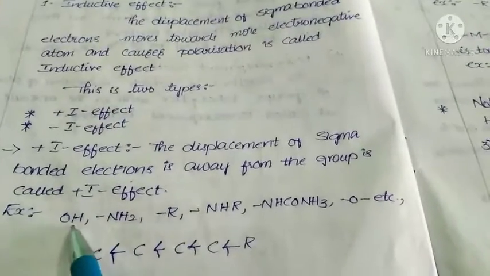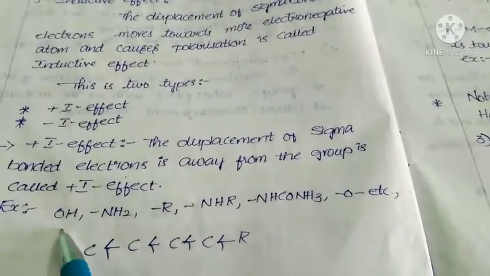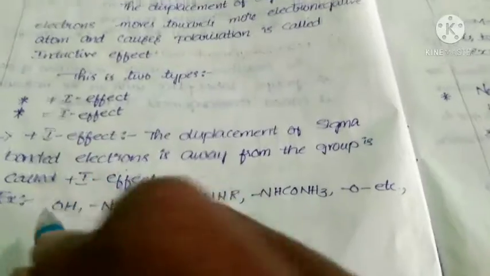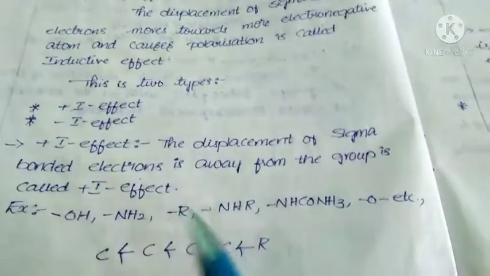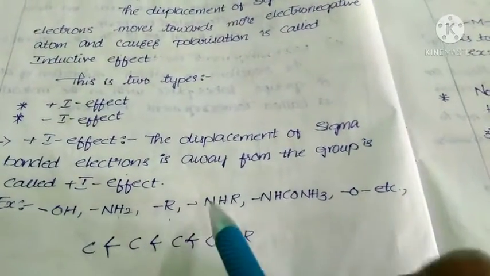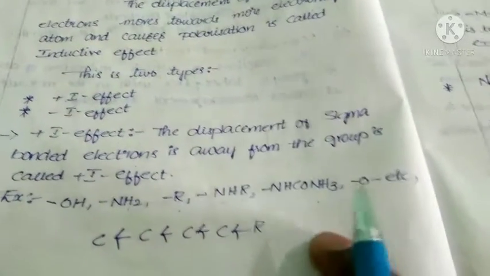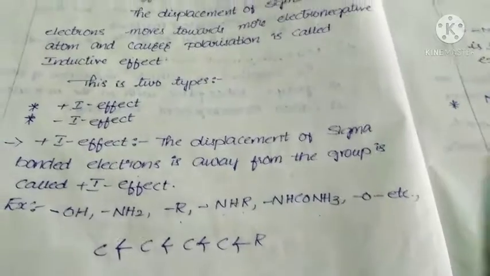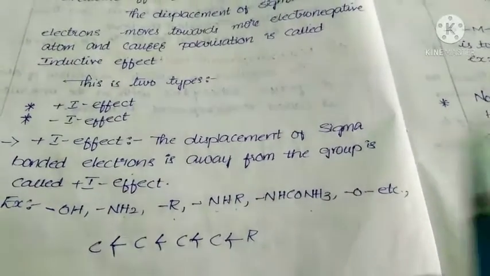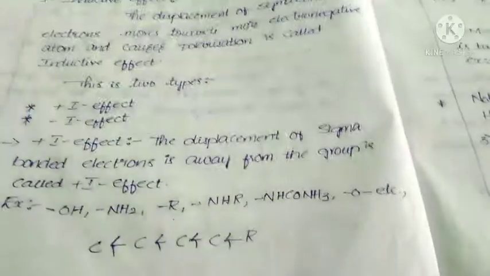Suppose these are electron donating groups: OH, that means hydroxyl group, amine group, alkyl group, acetamide group, ether group. These are what? Electron donating groups. That means they donate electrons to the given organic compound.